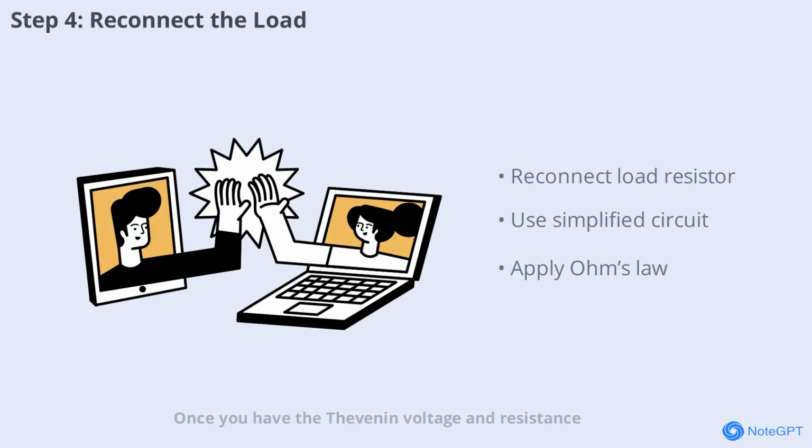Once you have the Thevenin voltage and resistance, it's time to reconnect the load resistor to the Thevenin equivalent circuit. This new simplified circuit will behave exactly like the original at the terminals of interest. Now you can easily calculate the current through and voltage across the load using basic Ohm's law. This step demonstrates the power of Thevenin's theorem in making circuit analysis straightforward and efficient.